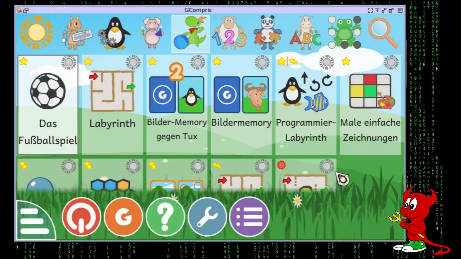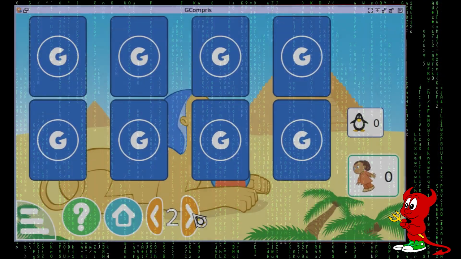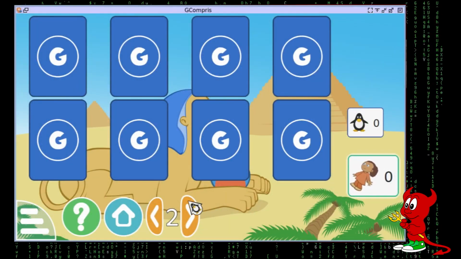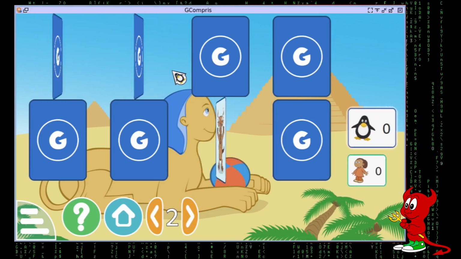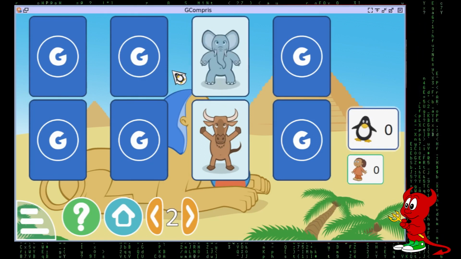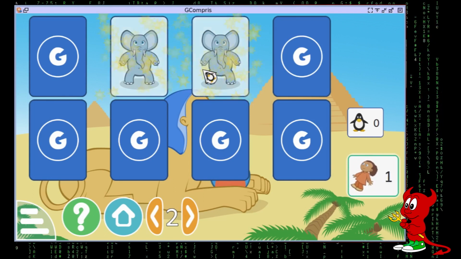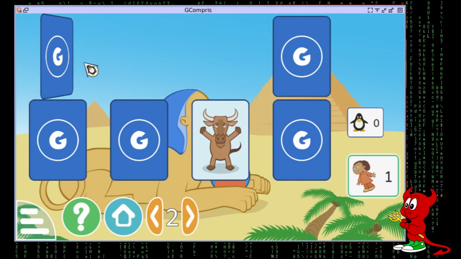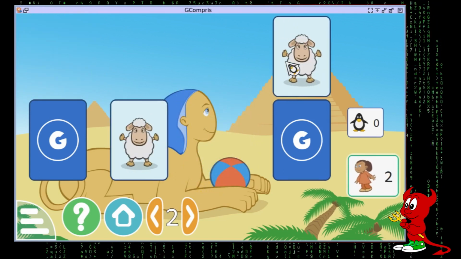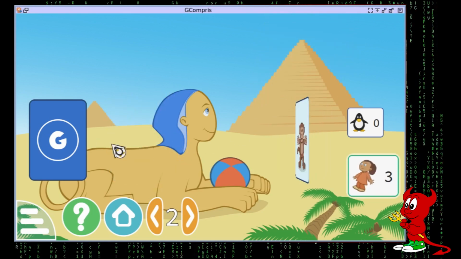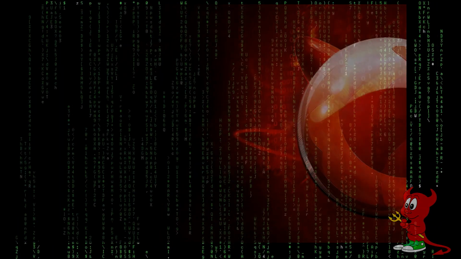We can have some simple memory games, for example. Now I can play. I'm very lucky now. Let's have a look at other software.